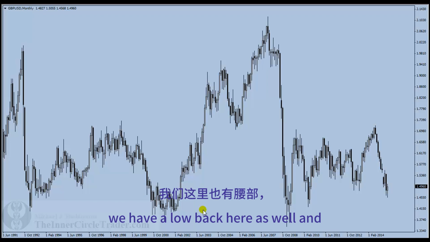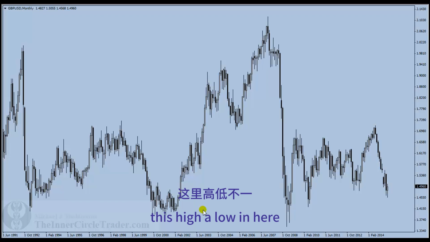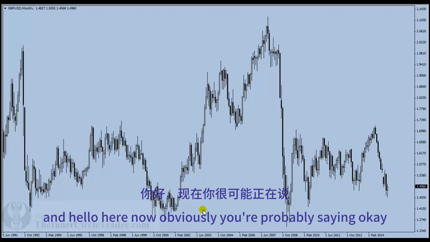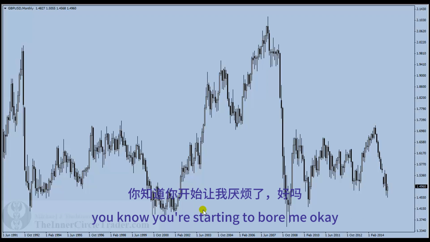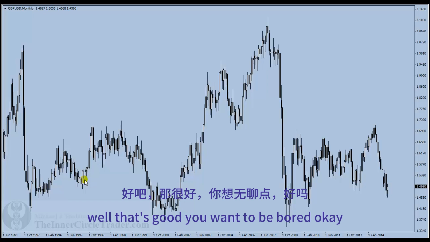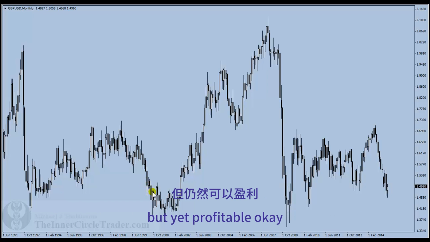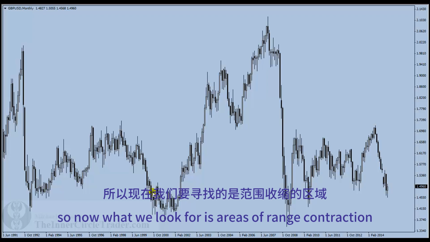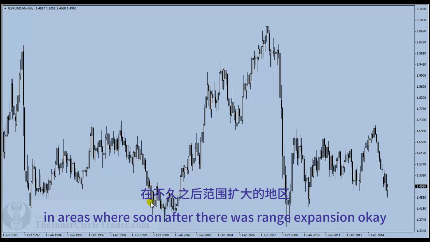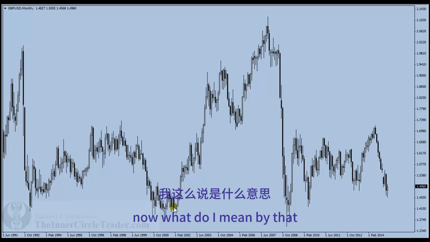Now what we look for is areas of range contraction and areas where soon after there was range expansion. What do I mean by that? Well, we had an area in here where we moved from big ranges, large range moves lower. Again, mind you, this is a monthly chart, so these ranges are depicting the high and low, open and close of that particular month. So that's a lot of price action inside of these candles. The market moved in large ranges down, and then started to have contractions. They were going into smaller ranges, smaller ranges, smaller ranges.